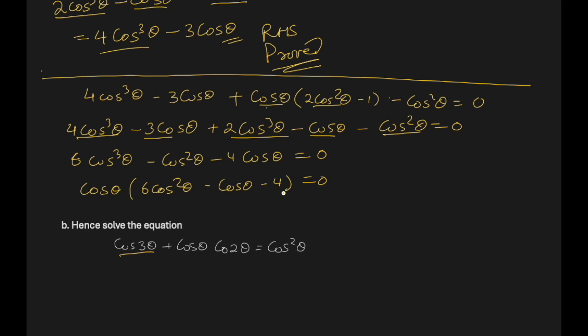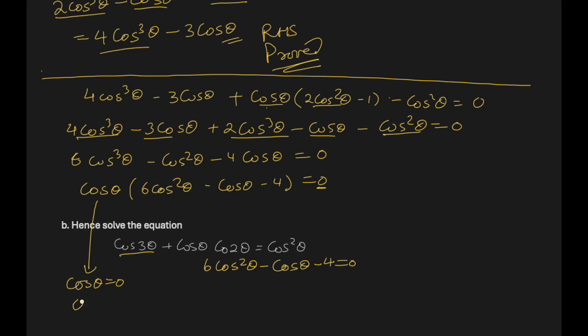These two are multiplying to give us 0. That means one of them is 0. We don't know which one. So we'll say that this gives us cos theta is equal to 0, and this one gives us 6 cos square theta minus cos theta minus 4 equal to 0.